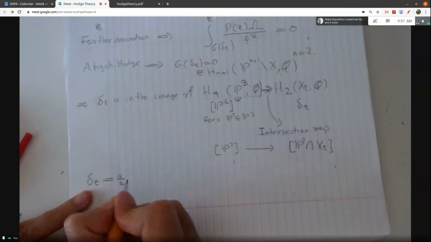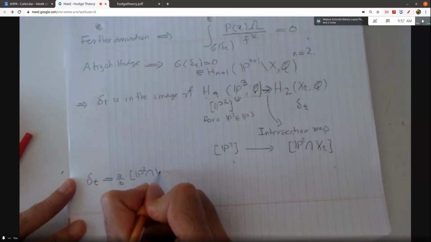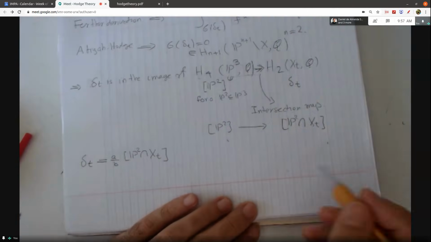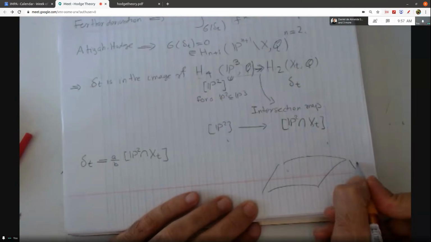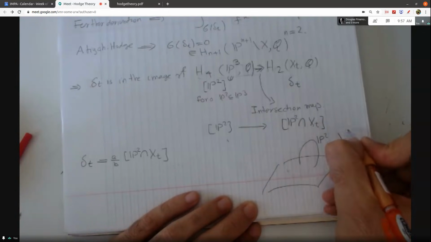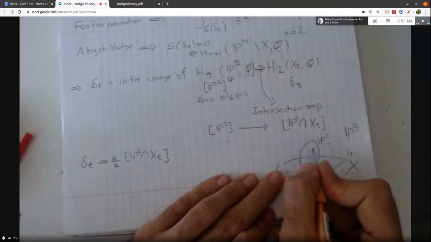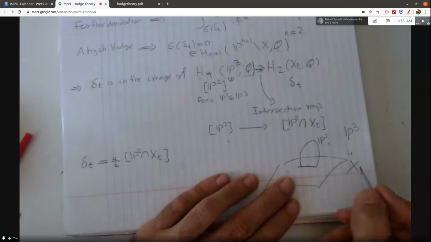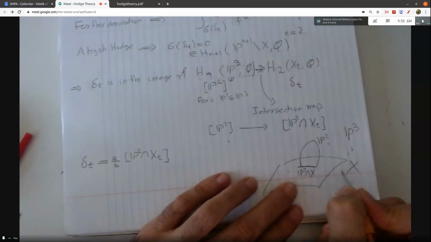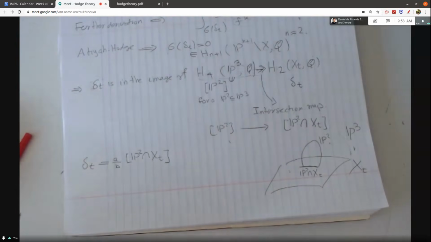Let's say a b P2 intersected with xt. So maybe I make another picture. So I have x, I have my P2 inside P3, and I have made the intersection of P2 with the x, and then I have this in P2 intersected with x, or xt, whatever. Okay, so let me see.